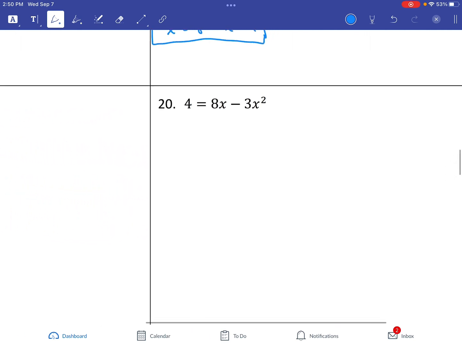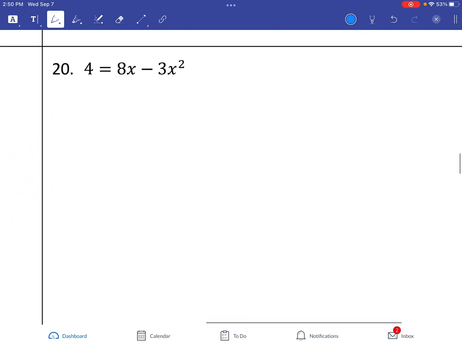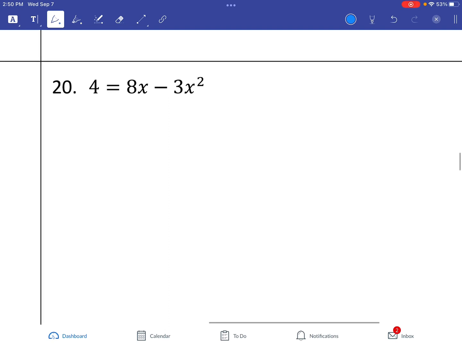20. Now 20 is a little bit tricky. It looks like it's easiest to move the 4 to the right, but in fact, I want to move the other stuff on the right-hand side, the 8x and the -3x squared, to the left. And the reason is because I do not want my x squared term to be negative.